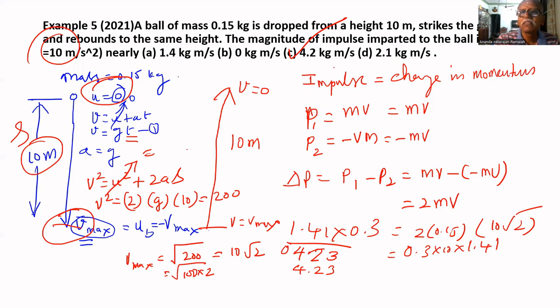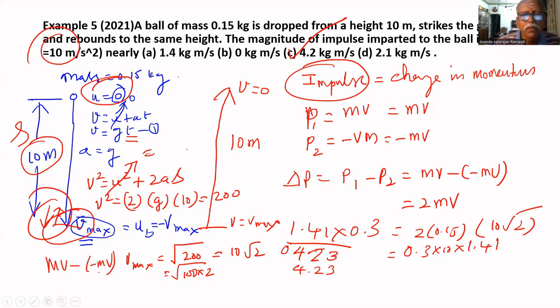Impulse is asked in this sum, that is change in momentum. Momentum equals mass into velocity. Change in momentum means initial momentum minus final momentum. That is the change in momentum: mv minus (minus mv), that is 2mv. Okay.